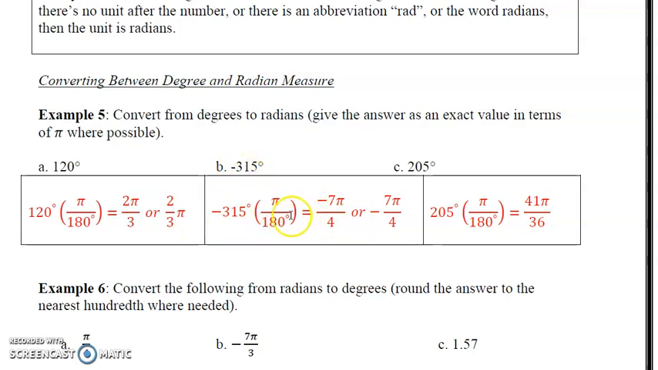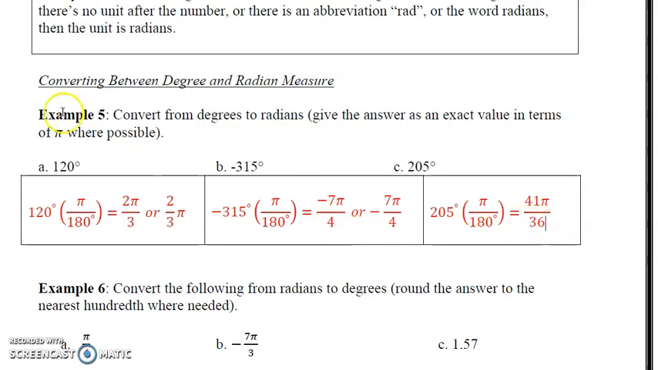Negative 315, again, this is one that we're going to use a lot. 315 divided by 180 is equal to negative 7/4, or negative 7/4 pi. You can put the pi in the numerator or denominator. That's what I meant to do here, just like in the last one. I do apologize. Okay, and then 205, this isn't a common one. We're not going to use a whole lot, but it would simplify to 41 pi over 36.